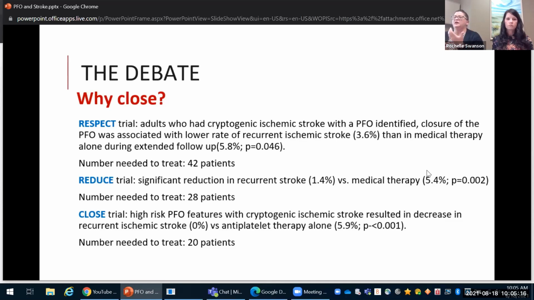Now, remember, they were looking at antiplatelets and anticoagulants. They kind of looked at the difference between the two. And they didn't find any difference if they treated the patient with an antiplatelet versus an anticoagulant. It was still roughly a 5.9% chance, regardless of what they were treating them with.